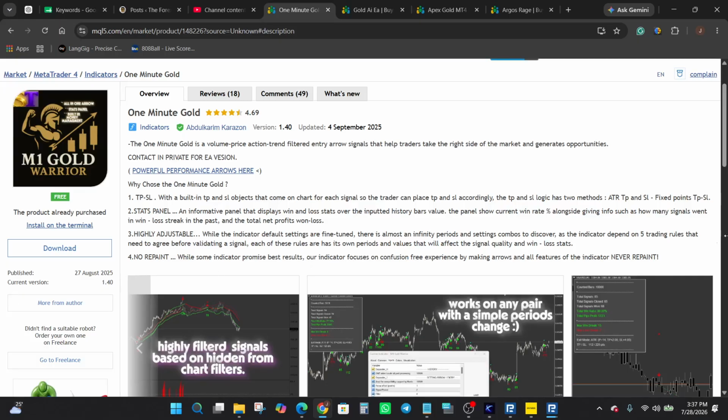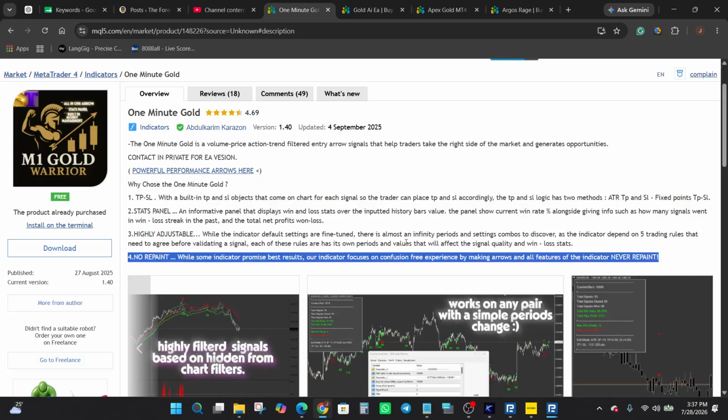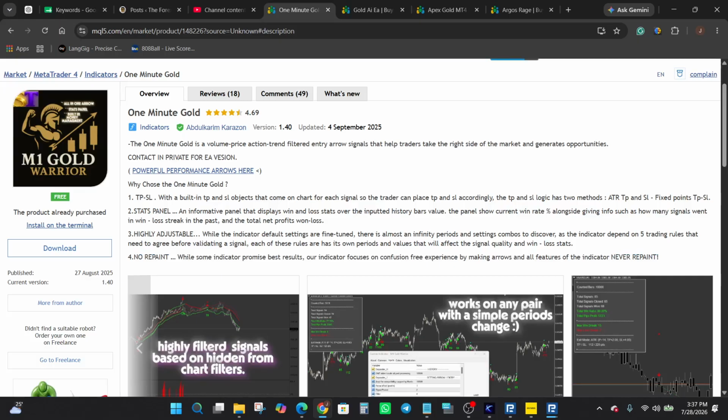The final major feature mentioned is that the indicator does not repaint. The developer states that once arrows are plotted on the chart, they remain fixed and are not withdrawn later. For many traders, this is an important characteristic because it allows historical signals to remain consistent during chart review instead of changing after price has already moved.